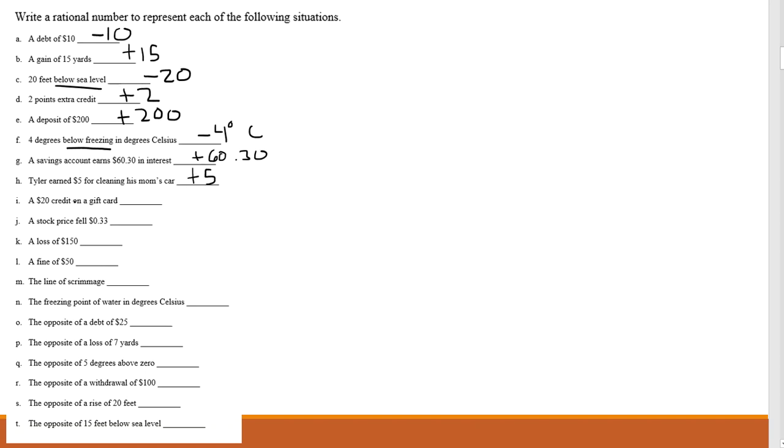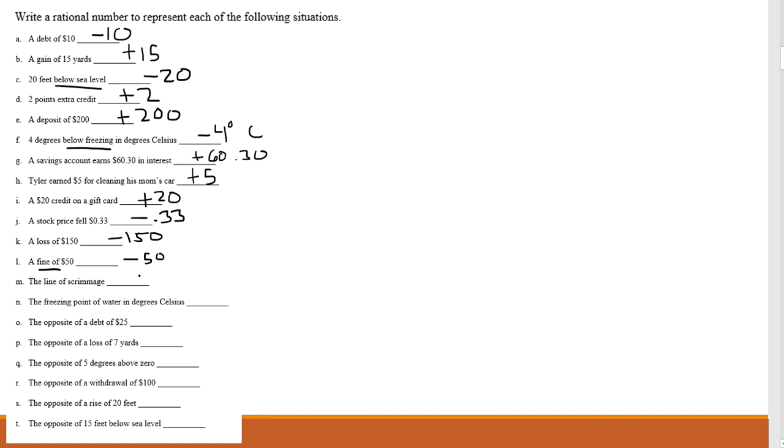A $20 credit on a gift card. That would be positive 20. A stock price fell 33 cents. So if the stock price fell, that would be a negative 0.33. A loss of 150, so that would be a negative 150. A fine of $50. Now, if you're getting a fine of $50, that's something that you have to pay. That's like a bill. So that would be a negative 50.